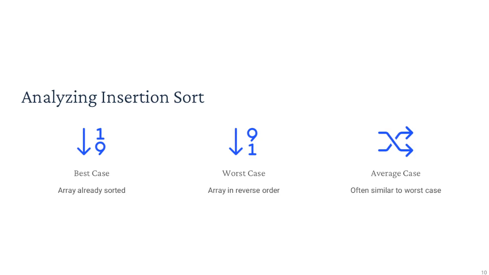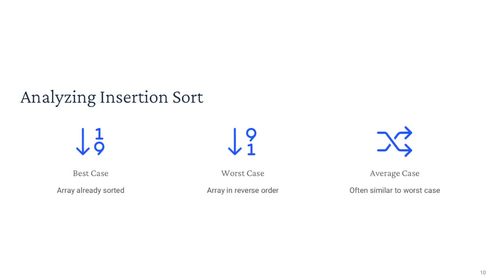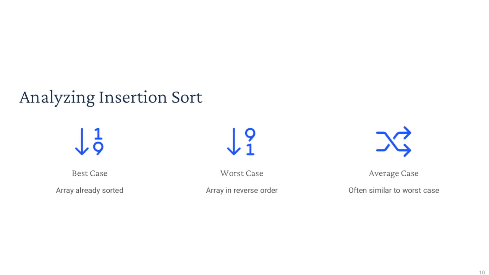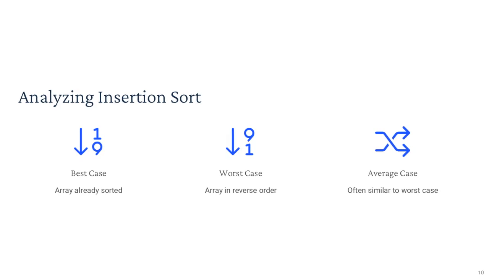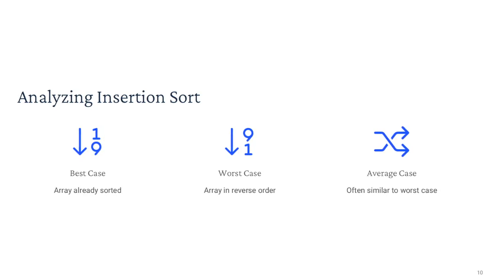The average case performance, often similar to the worst case, highlights insertion sort's limitations for large datasets. However, its simplicity and efficiency for small or nearly sorted arrays make it a valuable tool in specific contexts. These performance characteristics underscore the importance of selecting algorithms suited to the task at hand.